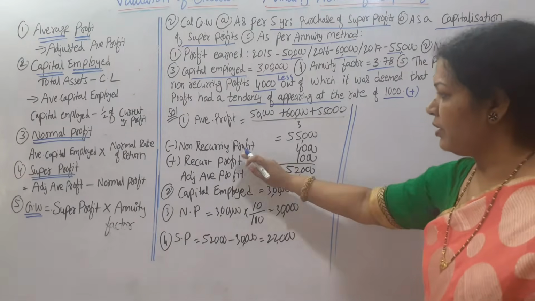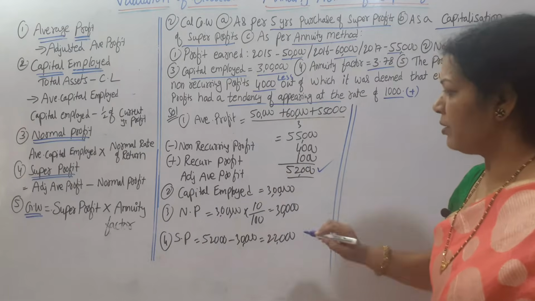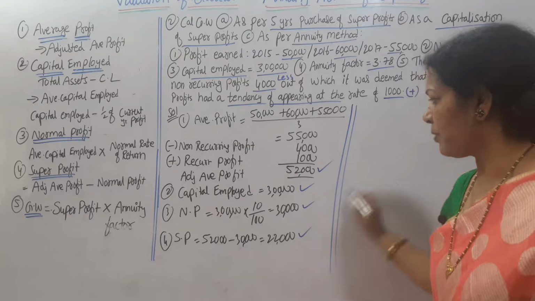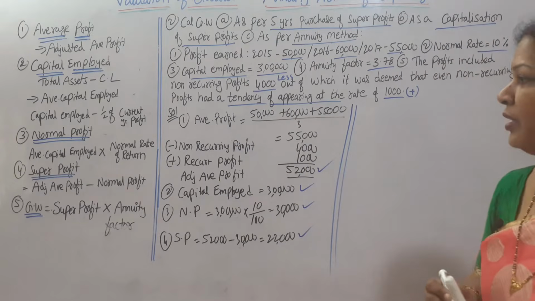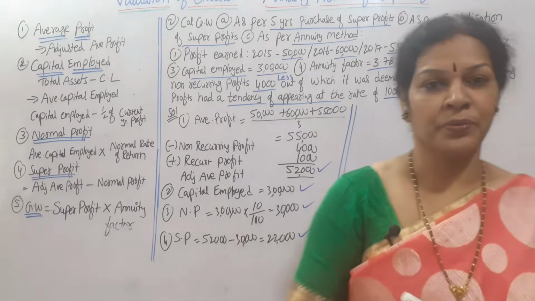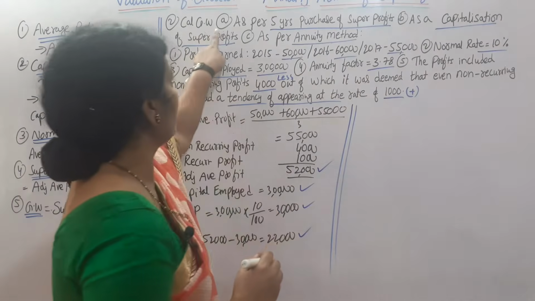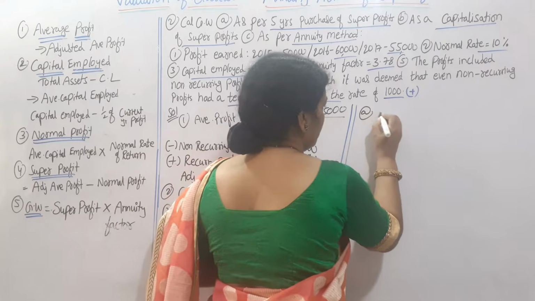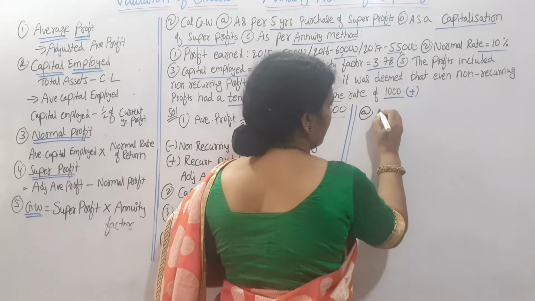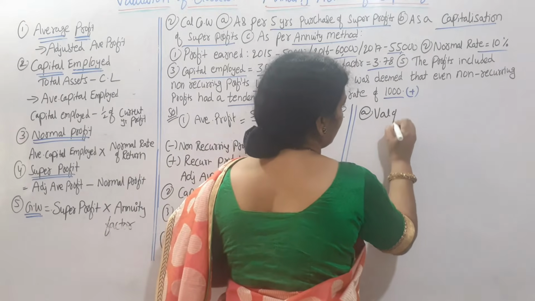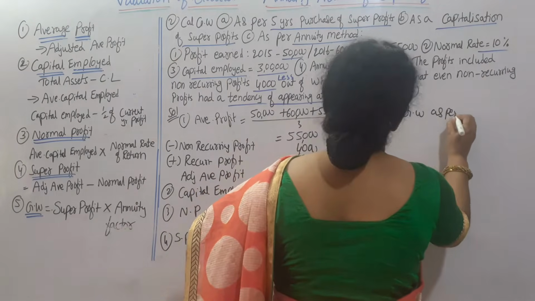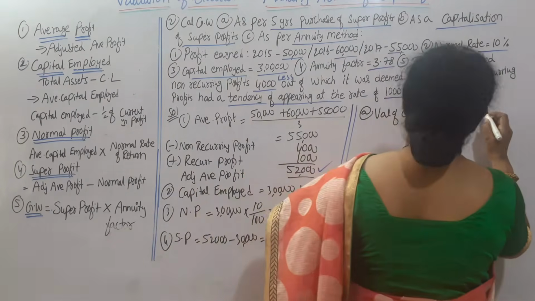What we need: adjusted average profit we got, capital employed is given, normal profit we found, and super profit. Four steps are over. Now next, calculation of goodwill. First method is as per purchase of super profit. You can say valuation of goodwill as per purchase of 5 years.